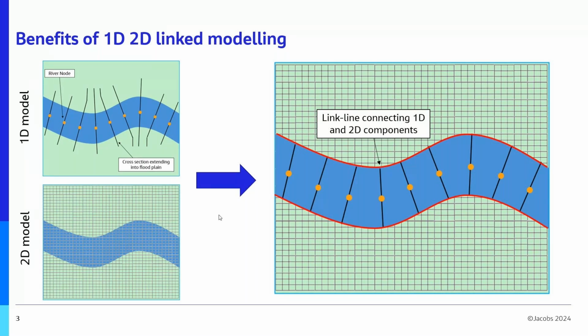While these cross-sections can be extended into the floodplain, which is what we see in this graphic in the top left corner, it's not possible to see flow paths across the floodplain in a 1D only model. And also a 1D only model will apply a single flow rate across the entire cross-section, whether it's extended or not.